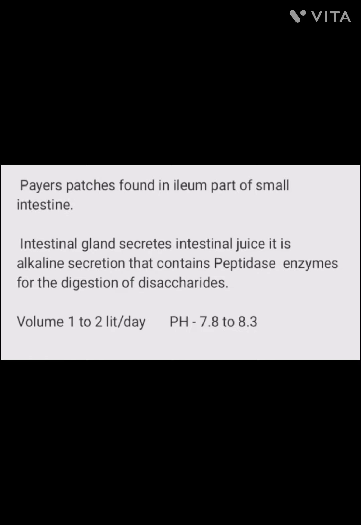Peyer's patches are found in ileum part of the small intestine. It is useful to kill the bacteria in small intestine. Intestinal gland secretes intestinal juice. It is alkaline secretion that contains peptidase enzyme for the digestion of disaccharides. The secretion of small intestinal juice is 1 to 2 liters per day and pH of intestinal juice is 7.8 to 8.3.